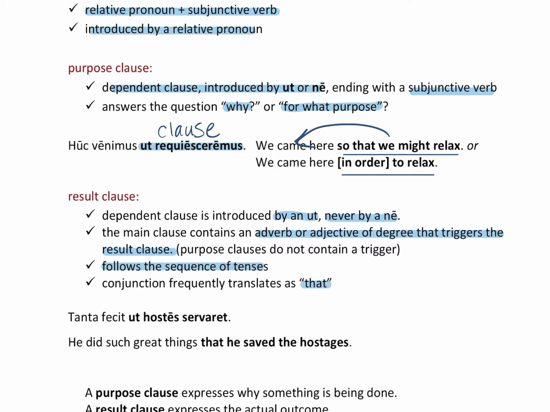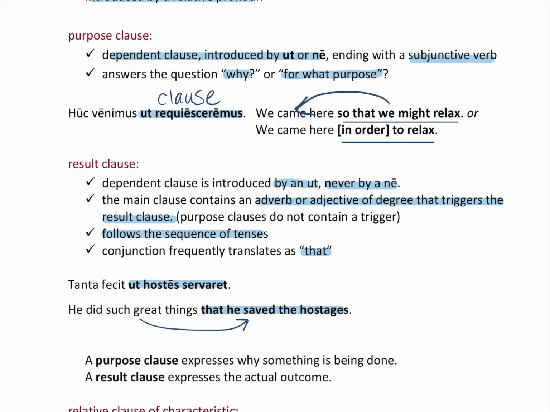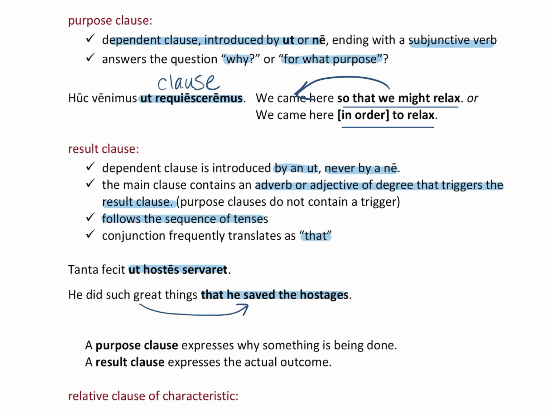So let's take a look at one of these. Tanta fecit ut hostes servaret. So here's our dependent clause starting with ut, ending with the verb that's subjunctive in the sequence of tenses. He did such great things that he saved the hostages. What was the result of him doing such great things? Well, he was able to save the hostages because of it. So remember, a purpose clause expresses why something is being done, and a result clause expresses the actual outcome. And even though it is a fact, it still takes the subjunctive. It's just one of those weird Latin grammar rules you just have to be okay with.